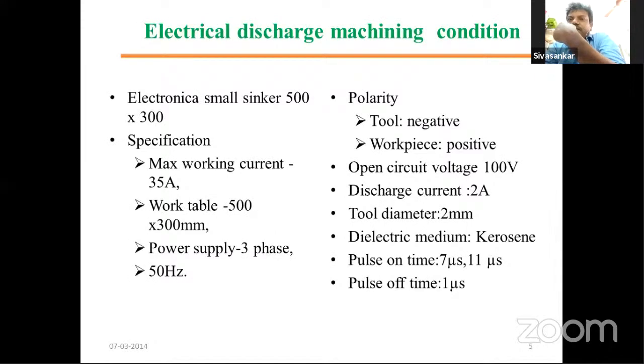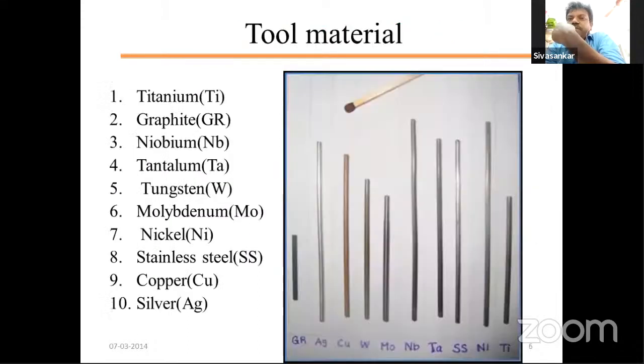Yeah, this is the specification of the machinery that I have used for my study. Next.